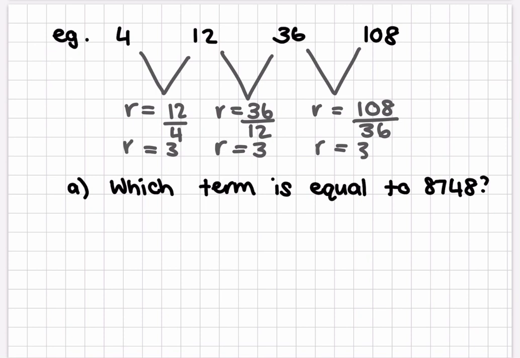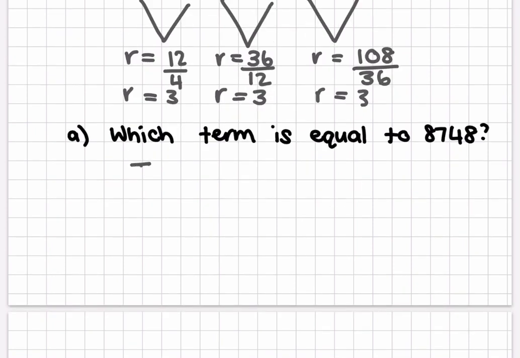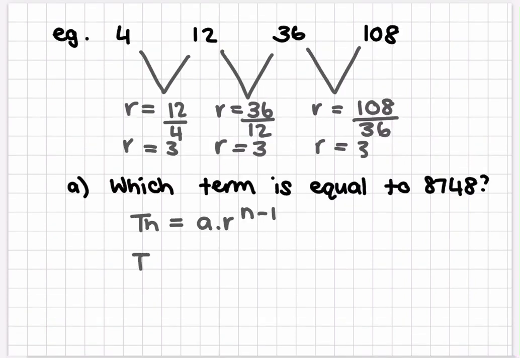They ask us which term is equal to 8,748. First things first, we need to calculate the formula for the general term. To do this, we use Tn is equal to a times r to the power of n minus 1. Tn is equal to, where a is the first term, 4, r is 3, and n minus 1. And that is the formula for the general term.